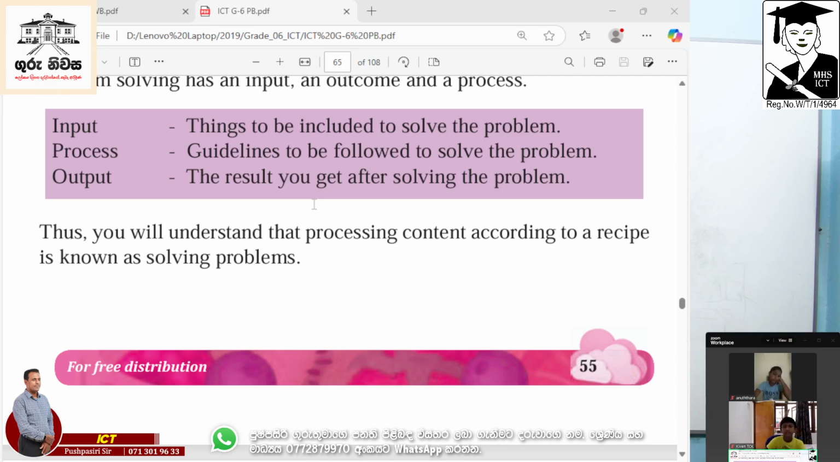Right? Thus you will understand that the process connects according to the recipient. ඒ නිසා දැනුමත් එක්ක ඒ කනෙක්ට් කරන්න අපිට පුළුවන්කමක් ලැබෙනවා. අපි ඒකට කියනවා මොනවා කියලාද? Known as solving a problem, right?